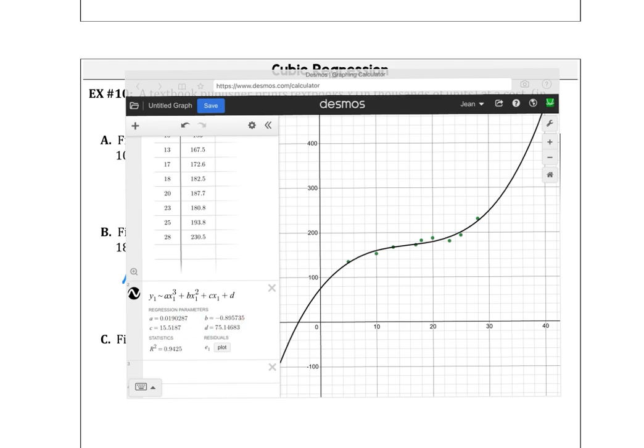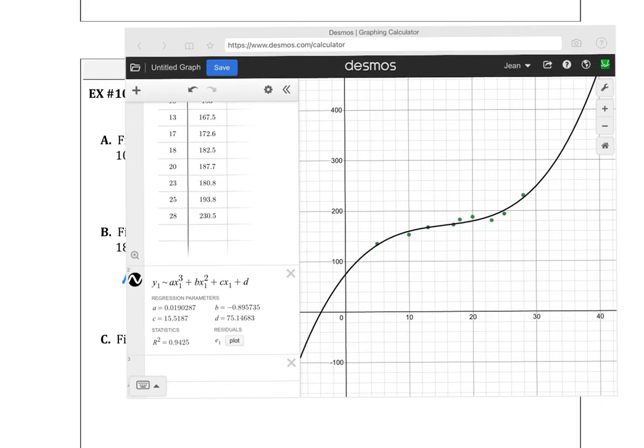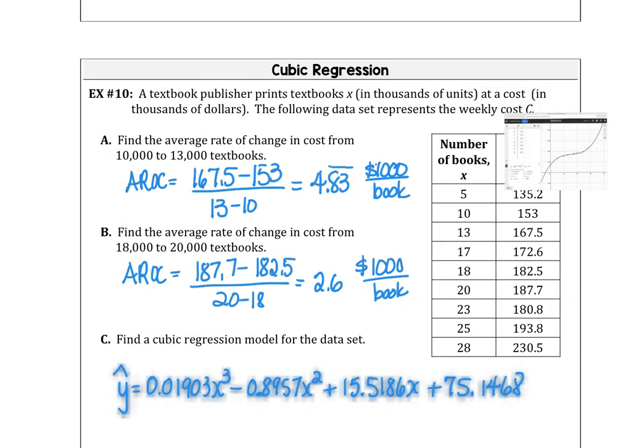So we want to record those on our answer key for our notes. And here we have the solution for the regression equation we got from the Desmos calculator.